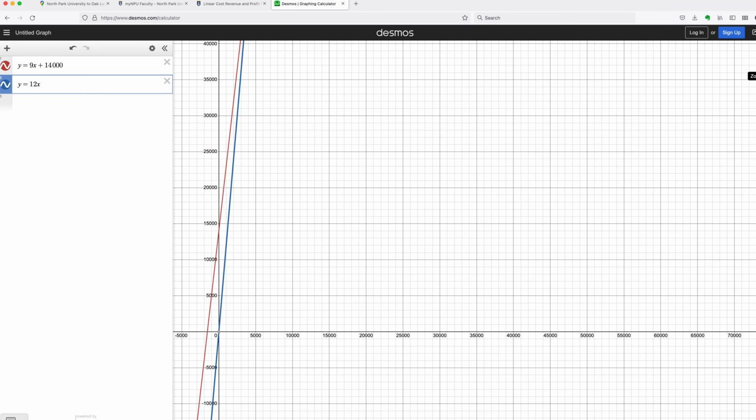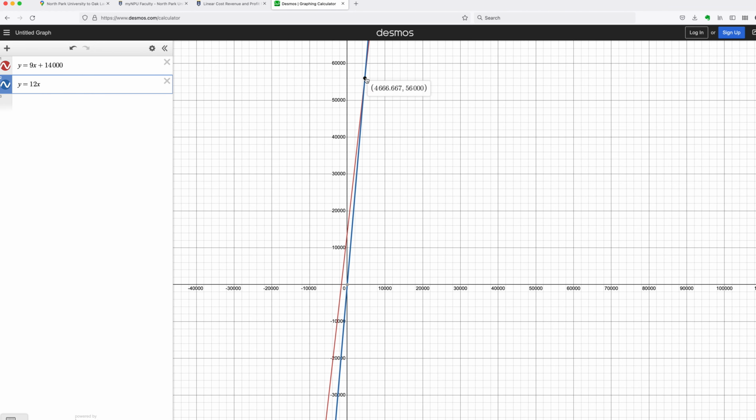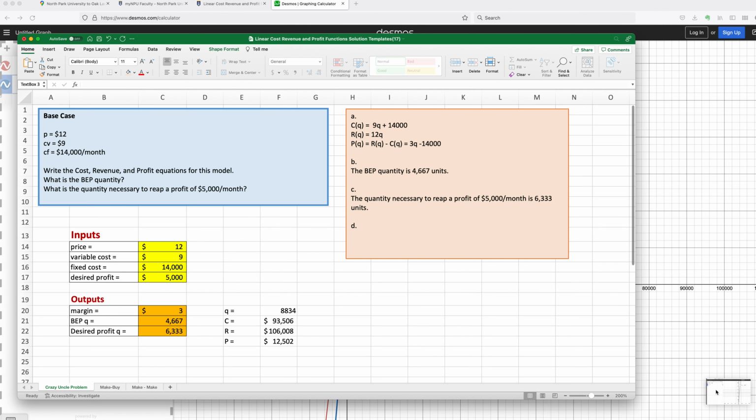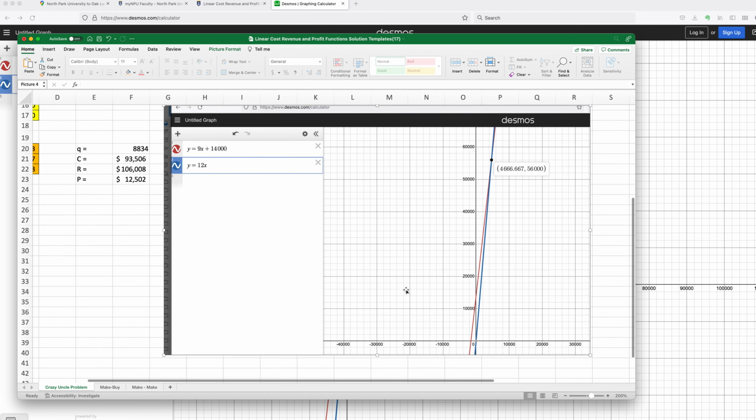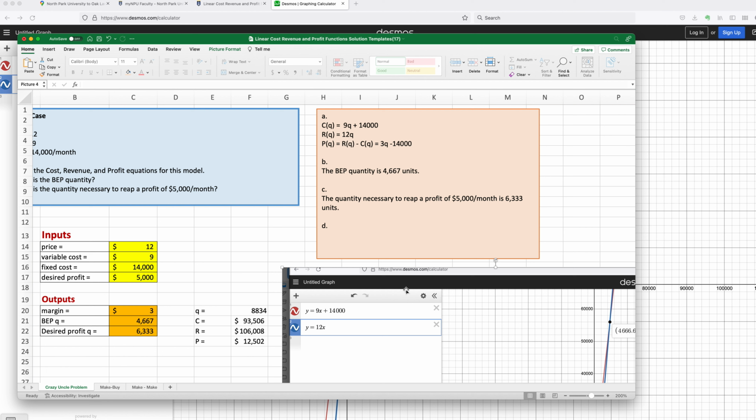So let me zoom in a little bit more. And it says right there, at 4667, it costs me $56,000 in cost and $56,000 in terms of revenue. So revenue minus cost, when they're both the same, is 0 profit. So I copy this. And being a Mac, it puts the copy down here. And if I move it and drag the picture that I just copied, I have a graph. So if I ask you for a graph, you could do that. That's a complete problem.